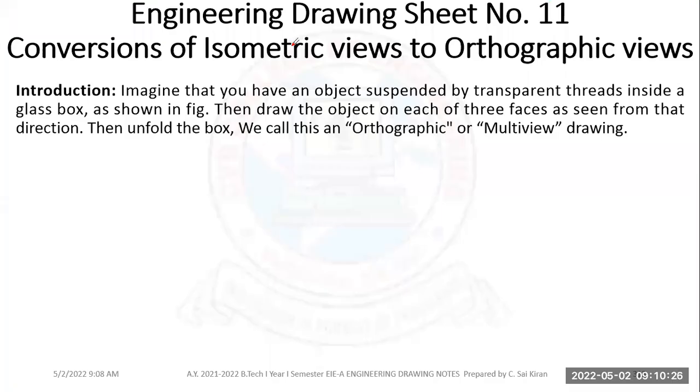Hello everyone. In this video, we will be learning about conversion of isometric views to orthographic views. Isometric is nothing but iso is constant, metric is any value or unit. Here you have a 3D object. For this 3D object, you have to convert it into orthographic views. You have to convert minimum 2 views or 3 views.